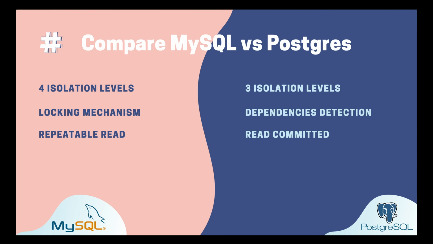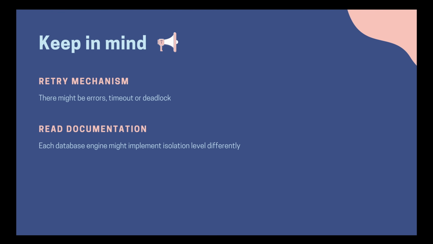The most important thing you should keep in mind when using a high isolation level is that there might be some errors, timeouts, or even deadlocks. Thus, we should carefully implement a retry mechanism for our transactions. Also, each database engine might implement isolation levels differently, so make sure that you have read its documentation carefully and tried it on your own first before jumping into coding. I will put the link to the official documentation about isolation levels of MySQL and Postgres in the description, in case you want to have a reference.